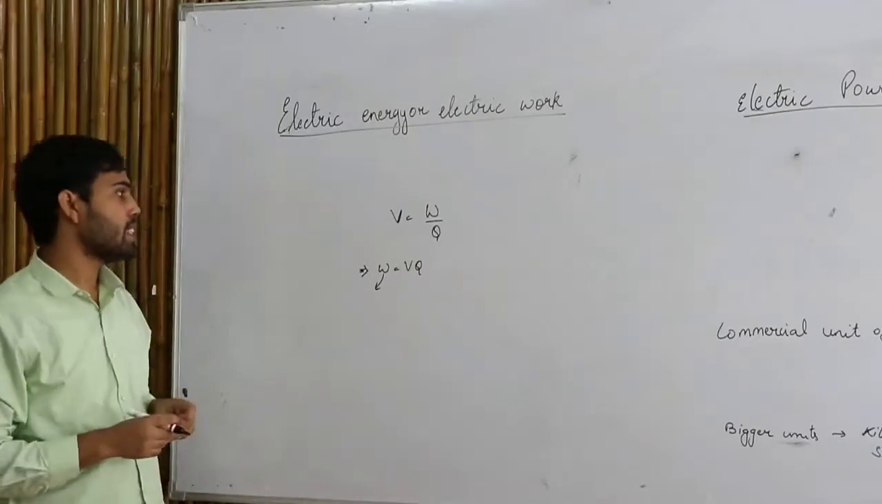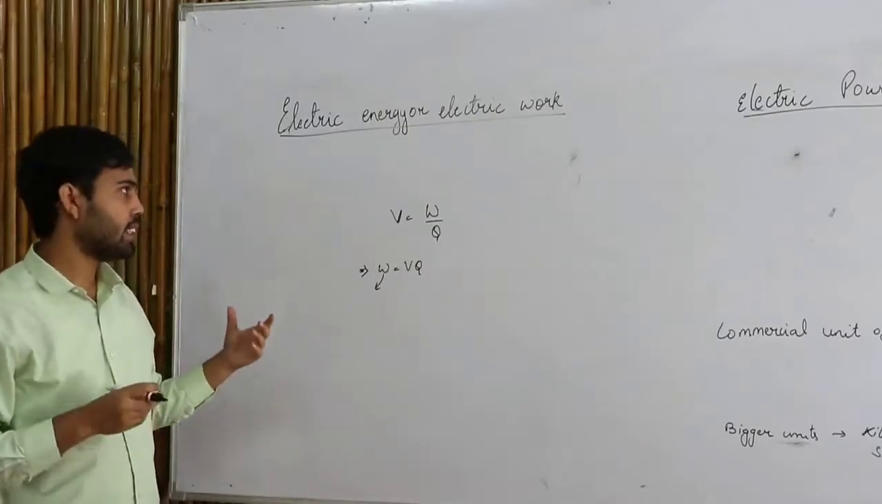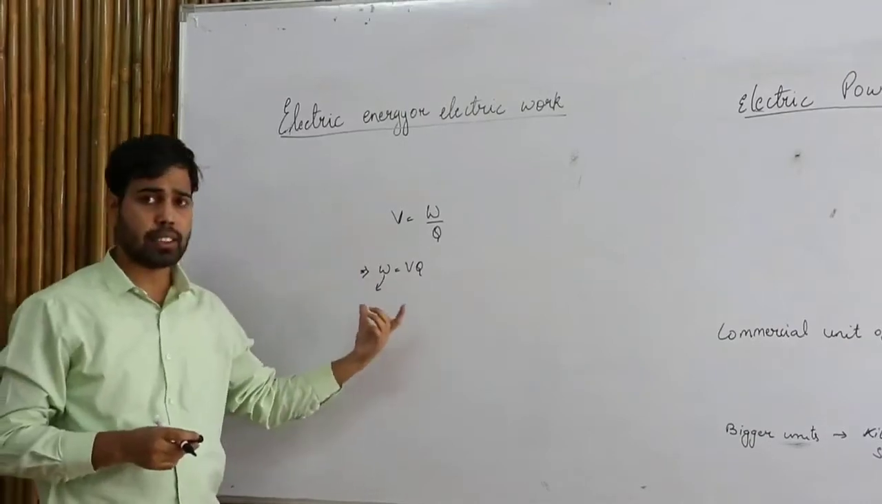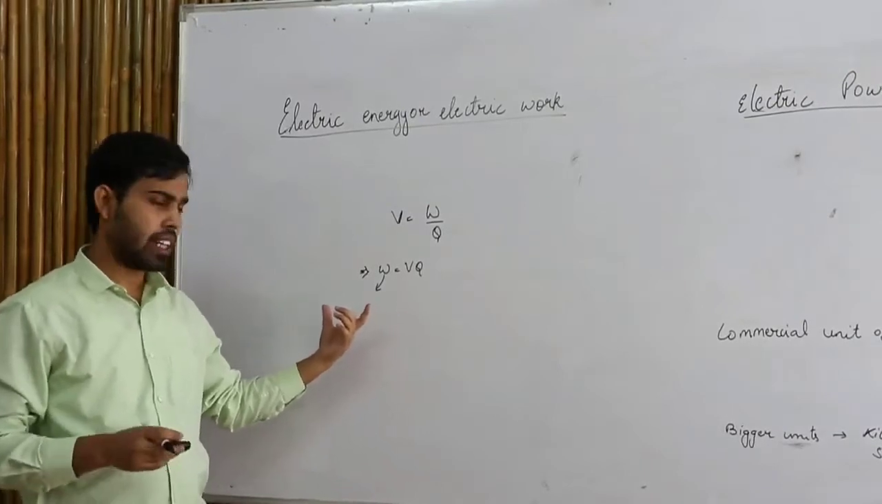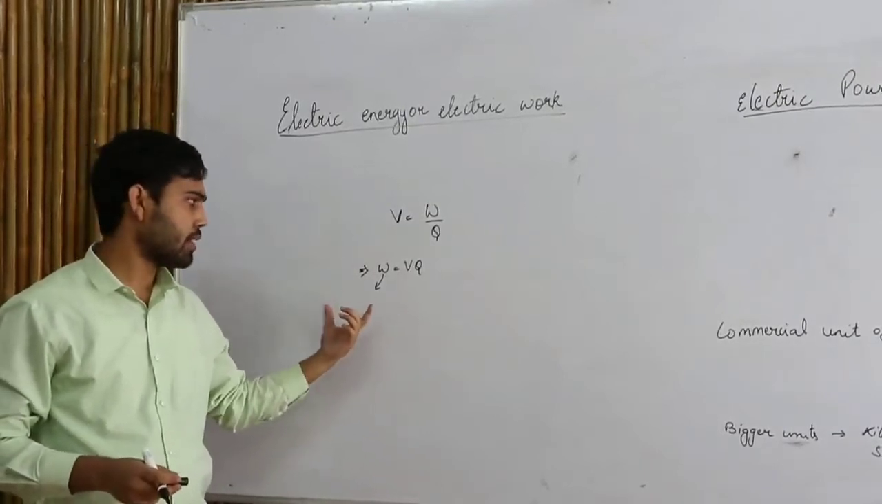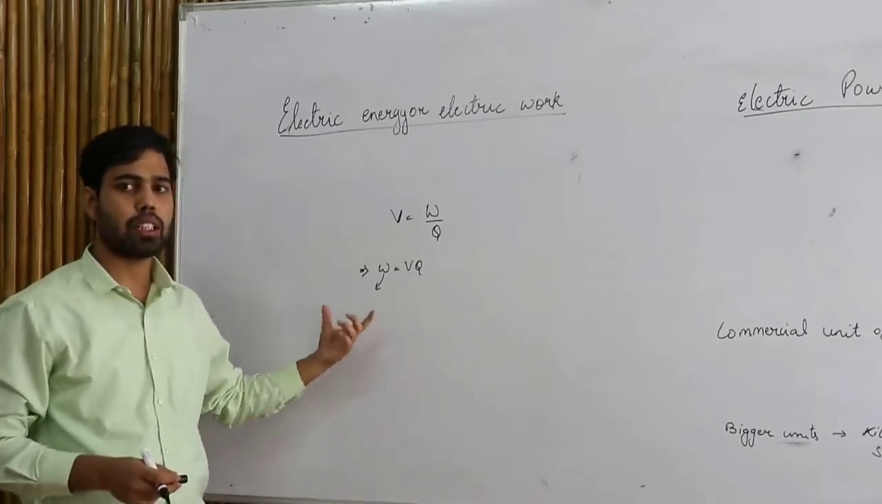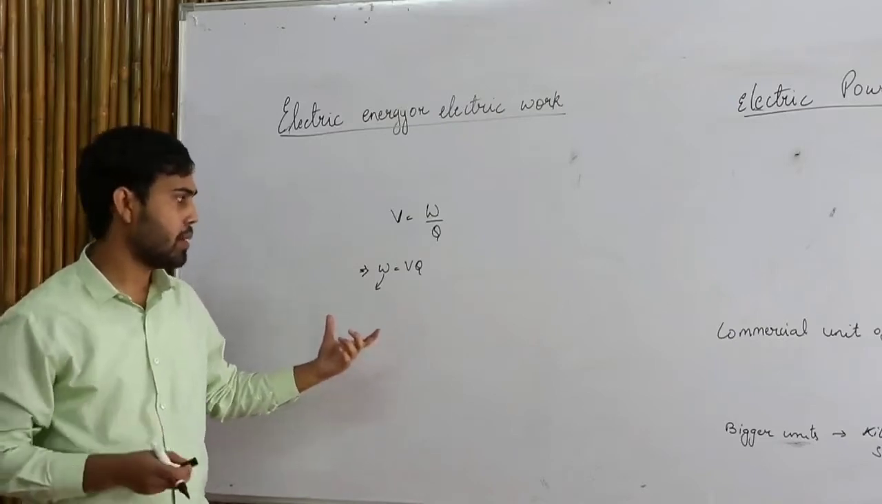So basically, what is electric work, or when is electric work said to be done? Electric work is said to be done when charges flow through a conductor maintained at a potential difference. So again I am repeating, when is electric work said to be done? It is said to be done when charges are flowing through a conductor maintained at some potential difference.